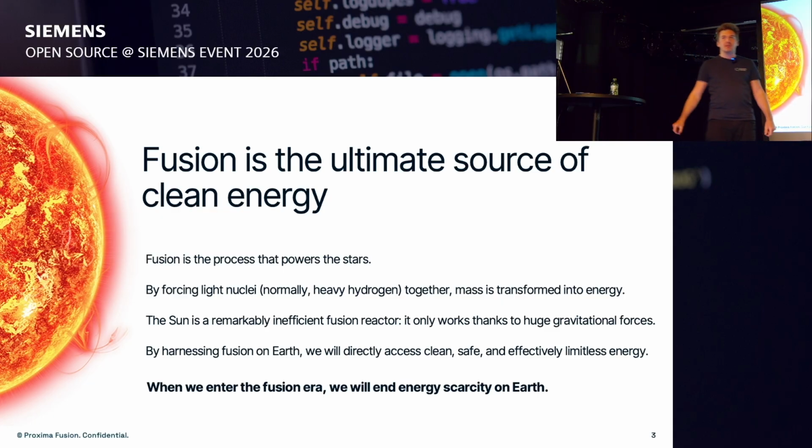The thing is though that the sun, which we know as the closest star, is remarkably inefficient at doing that, and it needs its gravitational forces to keep the particles together so that eventually after billions of years they fuse. And what we want to do here on Earth is that we use this process to generate a clean, safe and effectively limitless energy source by using a slightly different process than the sun though. And I would boldly claim that when we enter the fusion era, we will end energy scarcity on Earth, which in particular in the age of AI is a big topic.